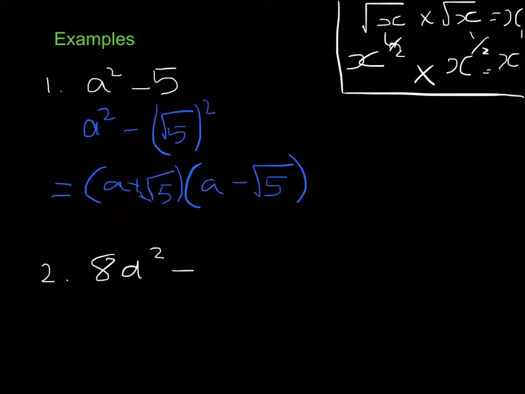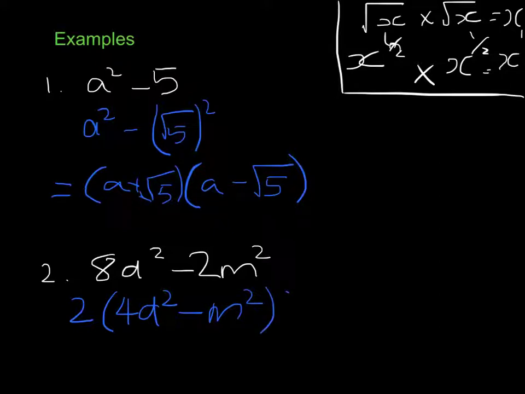8d squared minus 2m squared. Okay, what do we always do when we're factorising? It doesn't matter how we're factorising, but we always do something first. Well, of course, we take out the highest common factor. The highest common factor here is going to be 2, coming out from 8 and 2, because obviously the d and the m, well, there's no factor there. So 2 goes into 2m, 2 goes into 8. So I'm going to take 2 out. So I've got 2 lots of 4d squared minus m squared. That helps me because now I can see that there's a nice squared number.